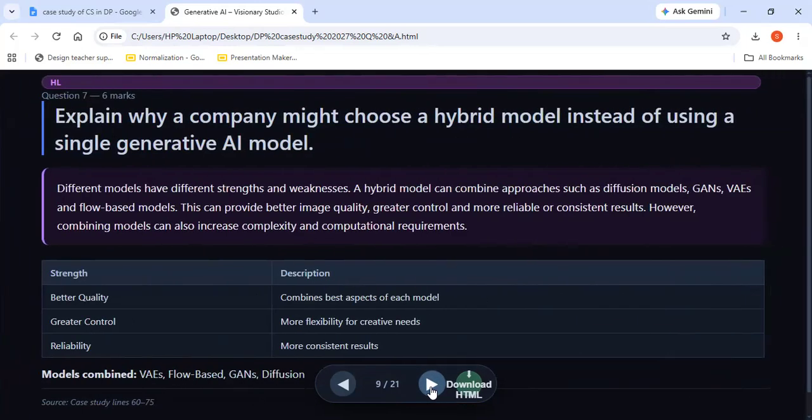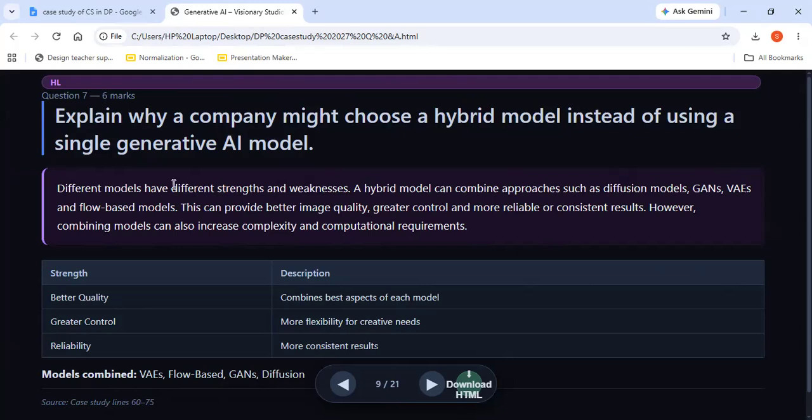Explain why a company might choose a hybrid model instead of using a single generative AI. If I combine more models, then I can get the strengths of all the models. Different models have different strengths and weaknesses, like different students have different qualities of producing output. If we combine them all and make a project, if four students have individual capabilities, then all four capabilities will be joined together to complete the project properly.